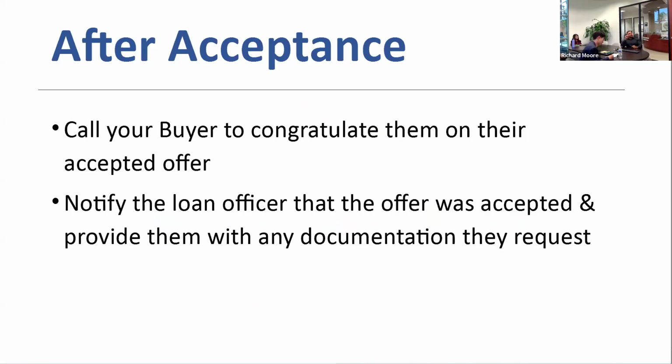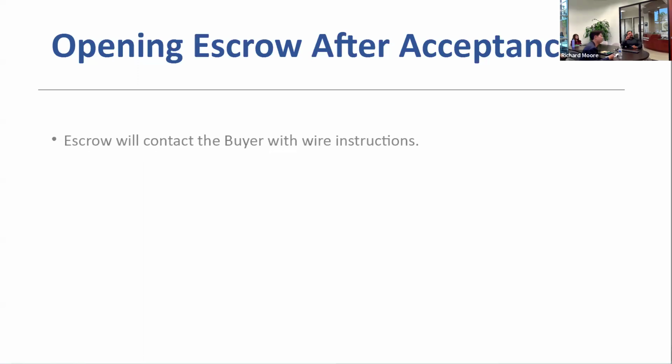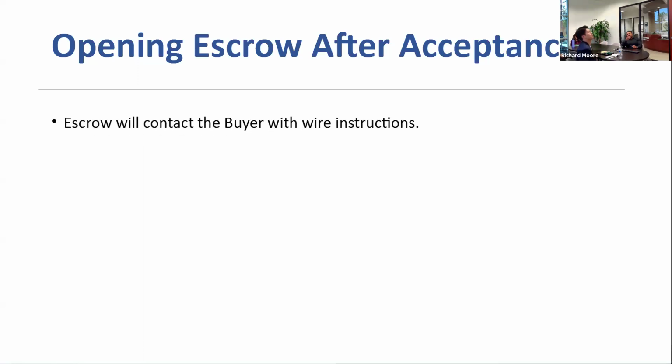So that's important. And then escrow will reach out to you as a buyer's agent and ask you for your buyer's contact information. They're going to send out wire instructions to your buyer. They have to have their earnest money deposit in within 3 business days after acceptance. Acceptance is day zero, right? Not day one.